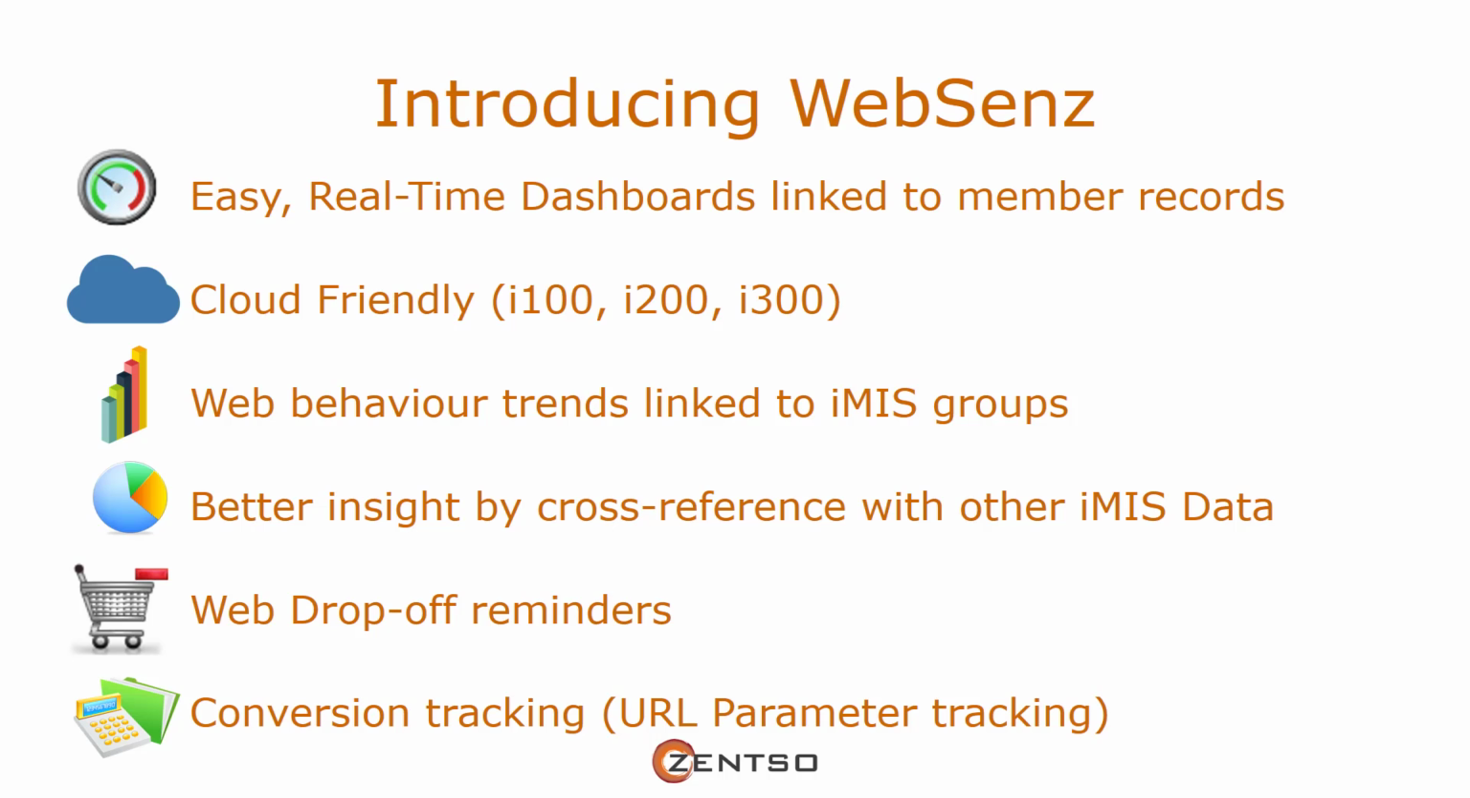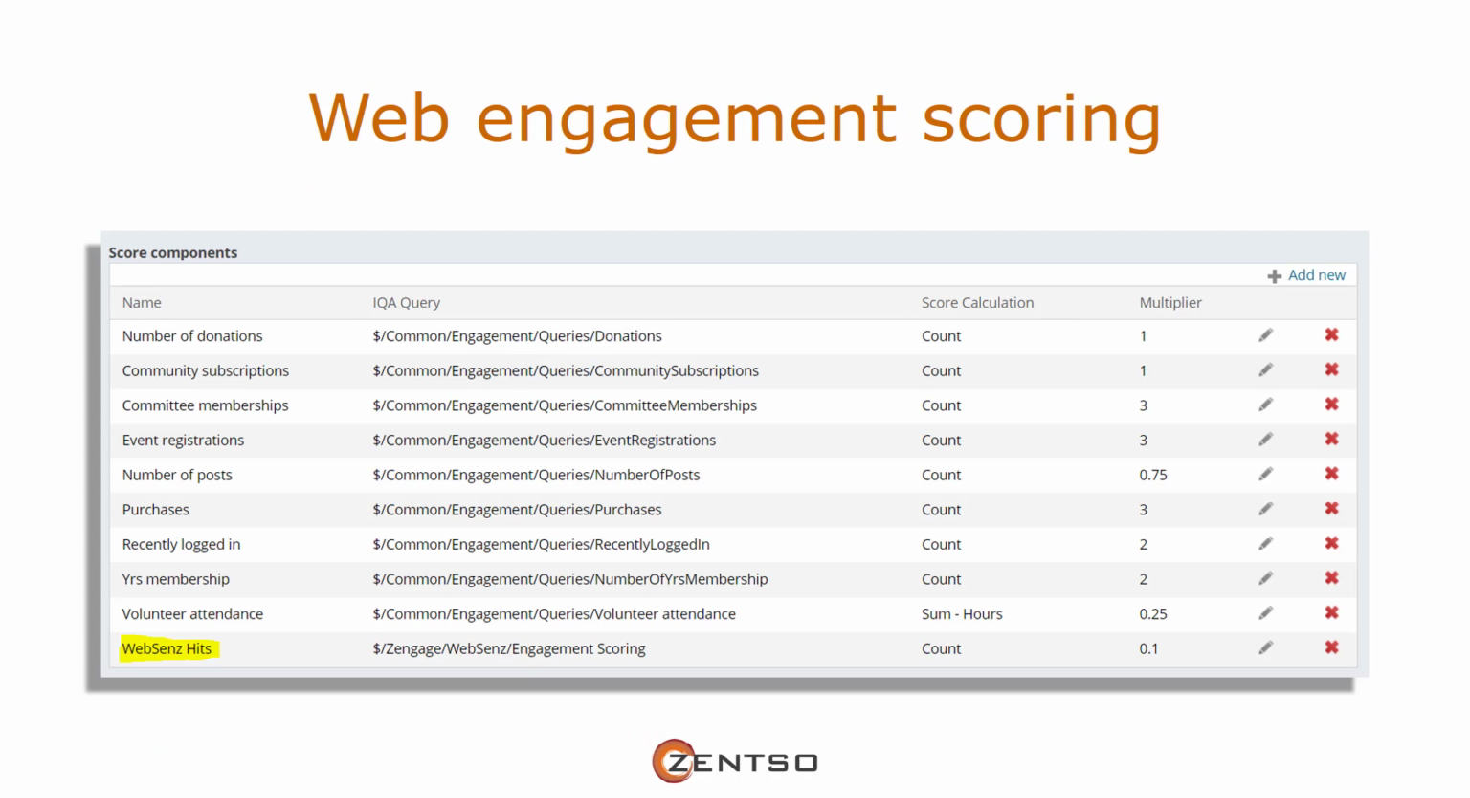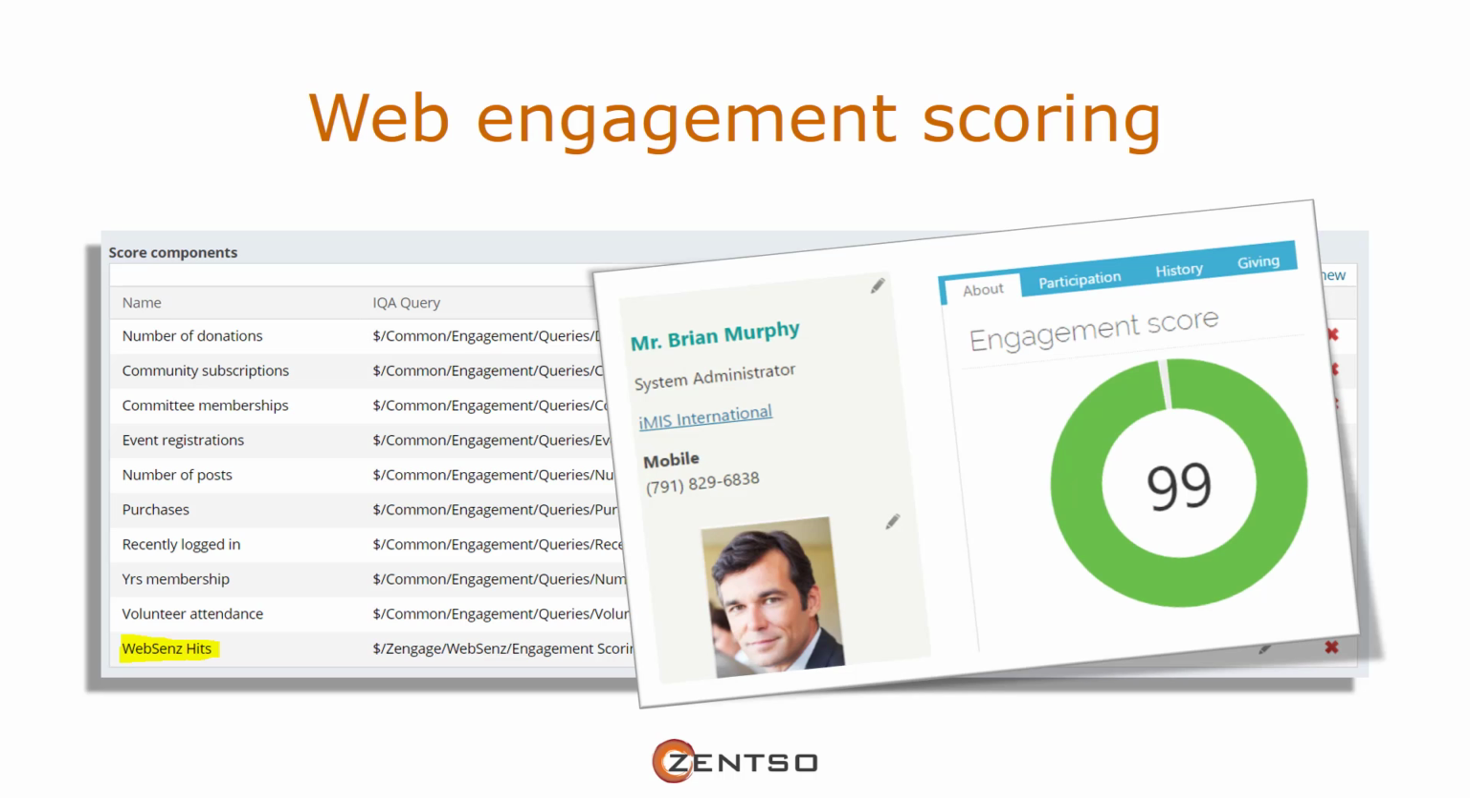Now, because this works right inside of iMIS Rise, it works with other tools like web engagement scoring. So you could use someone's web behavior to roll up directly into their web engagement score and tell how involved someone is with your organization. Let's have a look at the tool in a bit more detail.